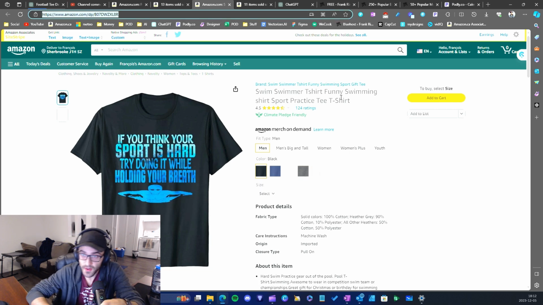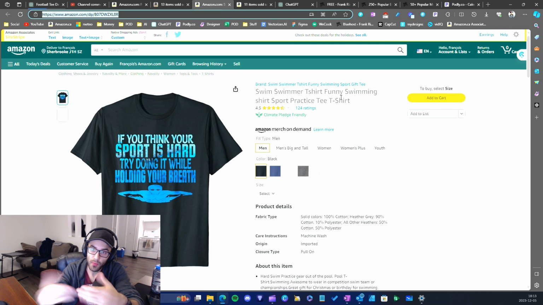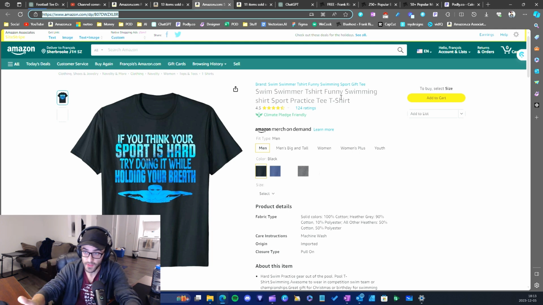And here I have my last example, and in this example I have a design that says, "If you think your sport is hard, try doing it while holding your breath." And this is basically a design about swimming. When you first think about it, this is quite a normal design that only has one niche. But in actuality, with the Summer Olympics that are coming, well, this design could become more relevant. This design is actually a bestseller right now, but with the Olympics coming, which is a major event related to sports, then this design and this product might become even more relevant.